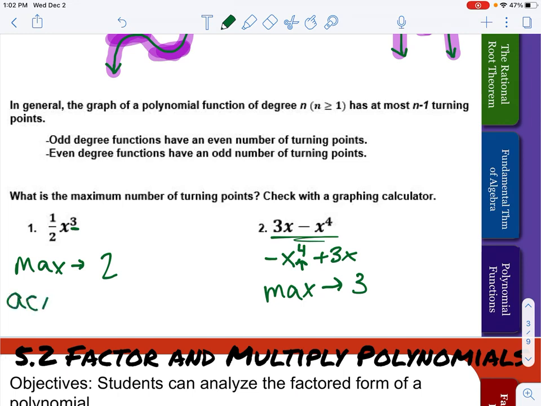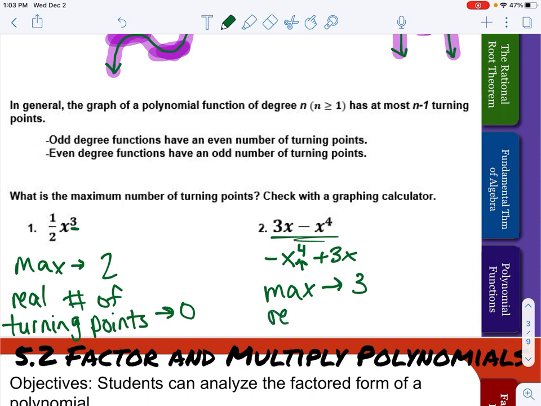So we'll say the real number of turning points or changes of direction is 0 on this one, and then the real number of turning points here is 1. Okay? And that's all I have for you today.